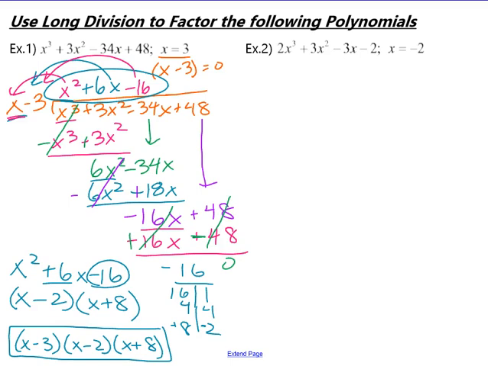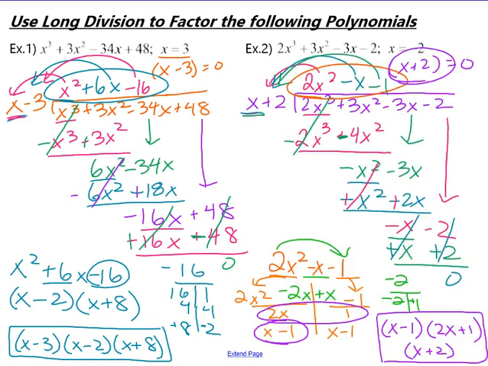Now I want you to pause, try the second example, and check back with me when you're finished. When you fully factor this polynomial, you should have gotten x minus 1, 2x plus 1, and our original factor that we were given, x plus 2. So in this one, after you complete long division, you should have gotten a remainder of 0.